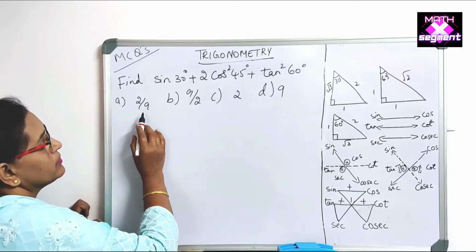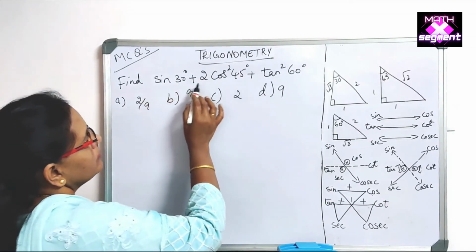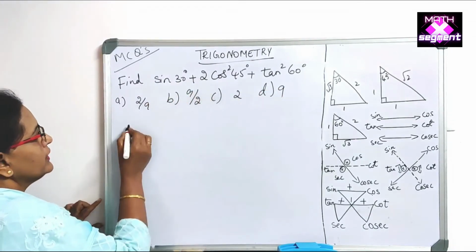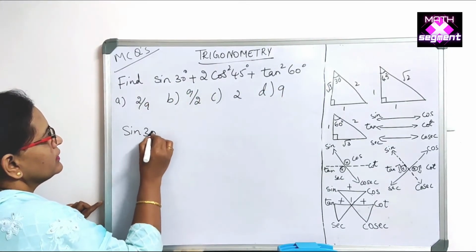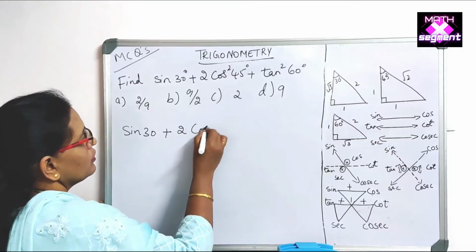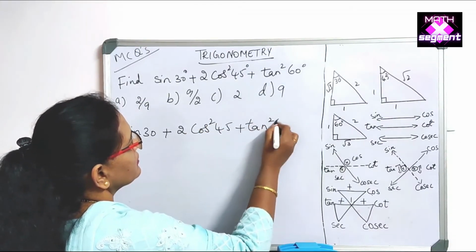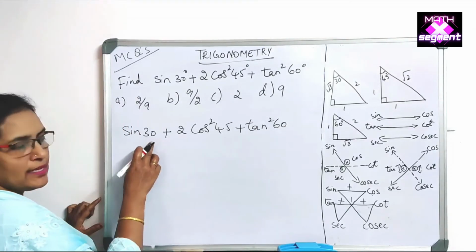Let's solve the next question. Find sin 30 plus 2 cos square 45 plus tan square 60. So you have to find this value, that is sin 30 plus 2 cos square 45 plus tan square 60. So we know what is sin 30.